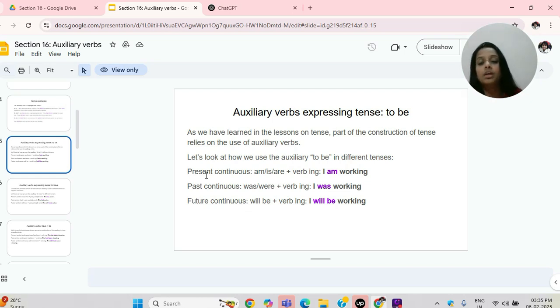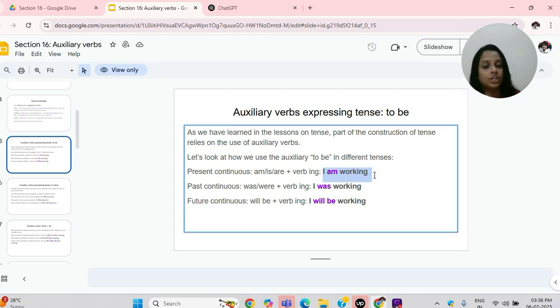We'll see that. When it comes to present continuous, we either use am or is or are plus verb plus ing based on the subject, right? So here it's I'm working, it's am. And in past continuous tense, we use was or were based on the subject plus verb ing. So I was working. So here it was.